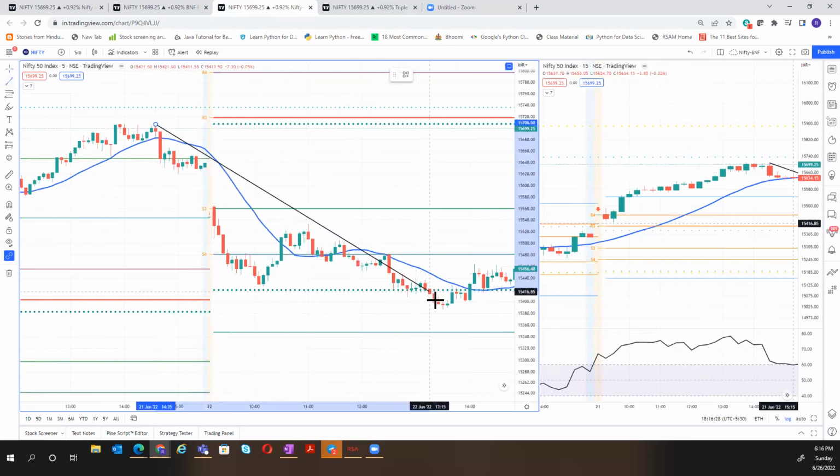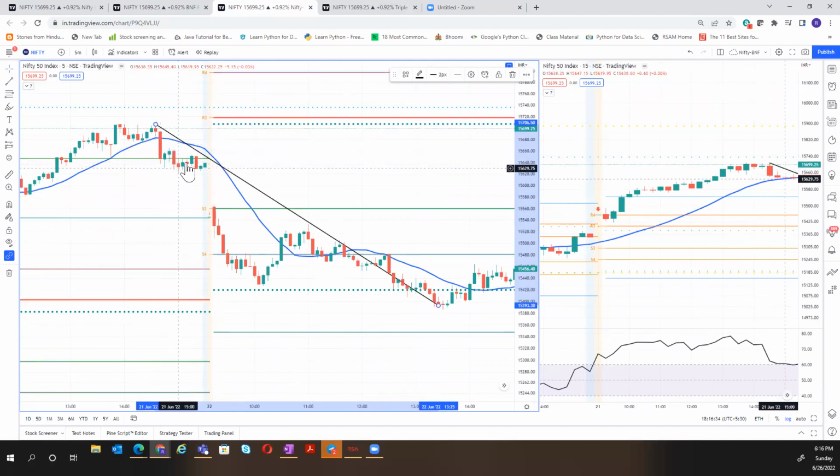Market is in a downtrend because of the gap down. You have lower highs and lower lows. See here, one lower high, second lower high, third lower high. Lower lows, lower lows, lower lows. Now here the market has come.